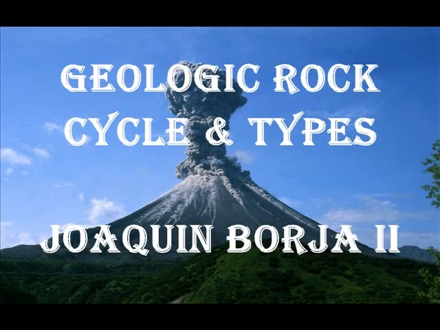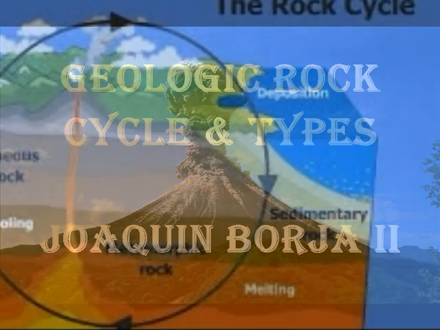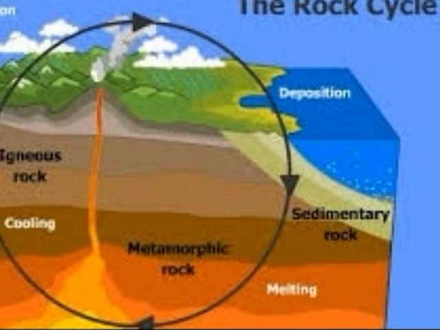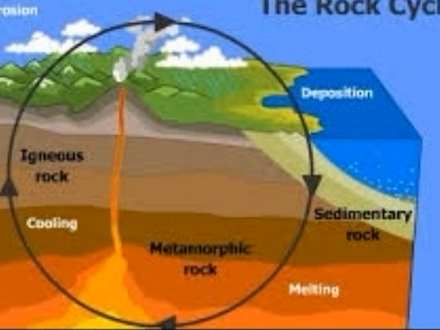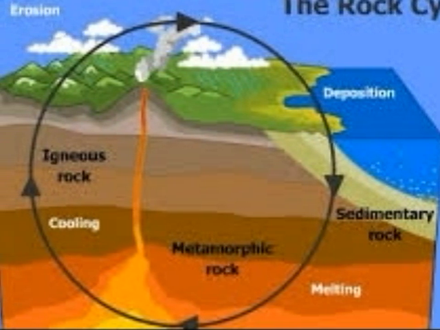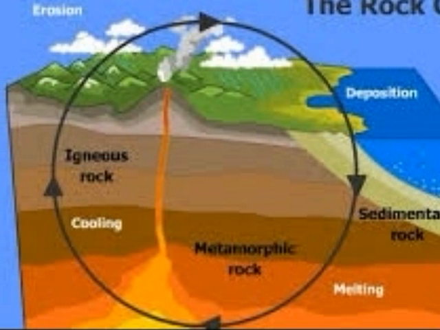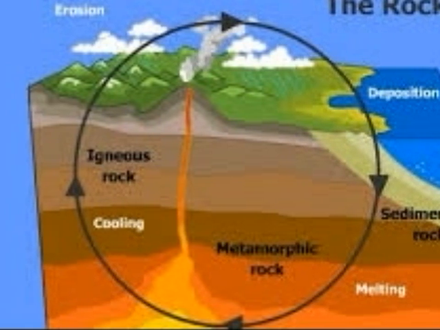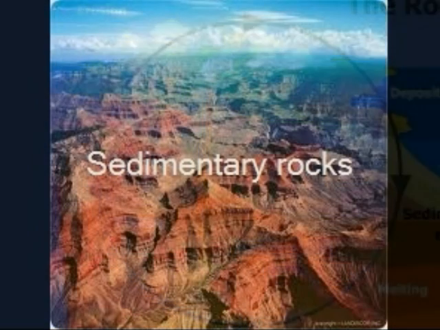Geologic rock cycle and types. The rock cycle is a fundamental geologic concept that describes the dynamic transitions through geologic time. Among the three main rock types are sedimentary, metamorphic, and igneous.